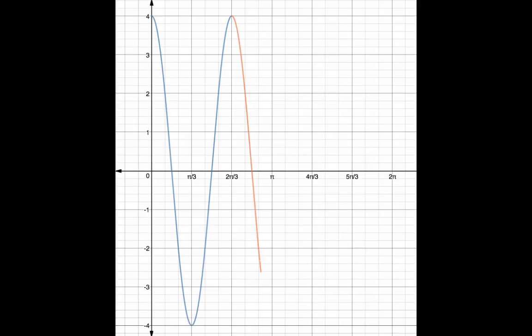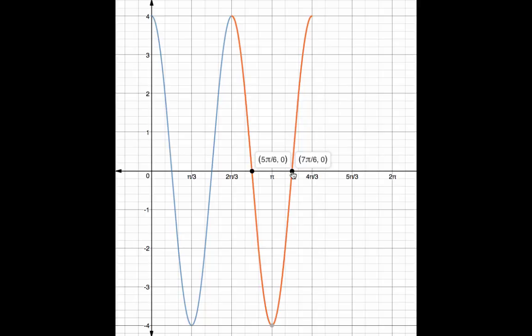It cuts through the x-axis once and back up through the x-axis twice. Now you'll see here that it cuts the x-axis halfway between 2 pi on 3 and pi, which is 5 pi on 6. It also cuts the x-axis a second time at 7 pi on 6, 0.